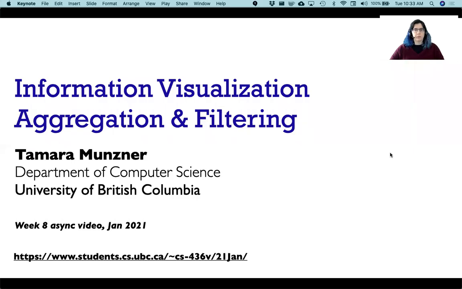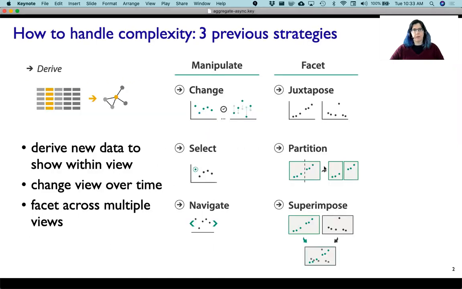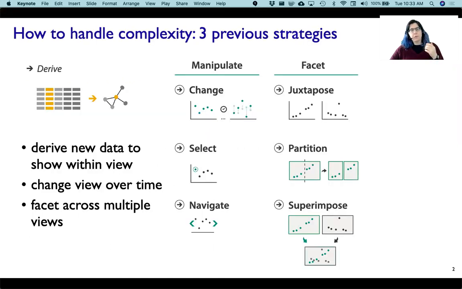So today we are going to talk about aggregation and filtering. Previously we've talked about three strategies to handle complexity. One was that you derive new data to show within a view. Then was manipulating, right? Changing a view over time. And then we talked about faceting across multiple views and some of the strategies for that.